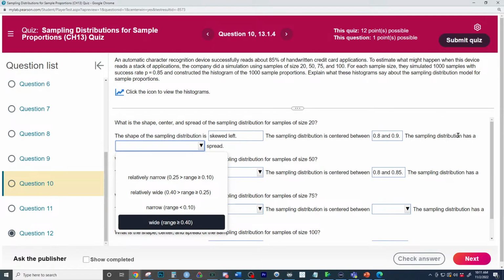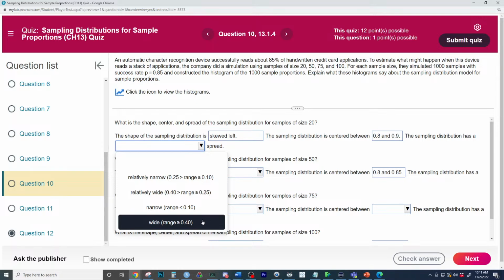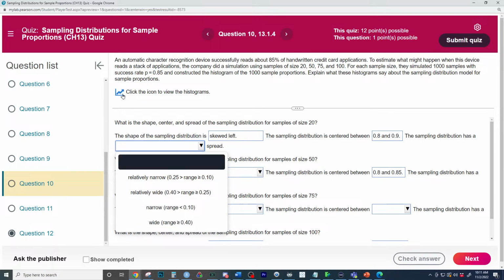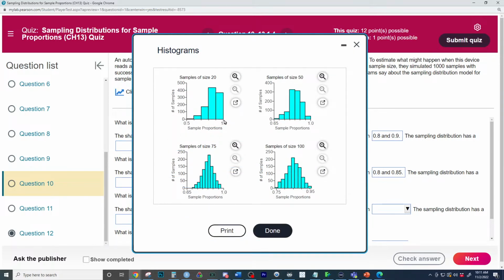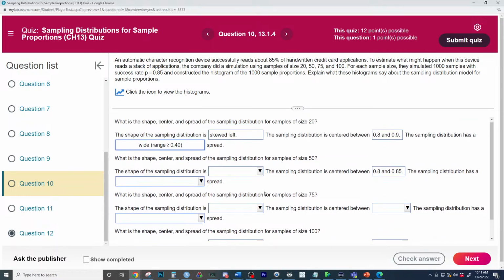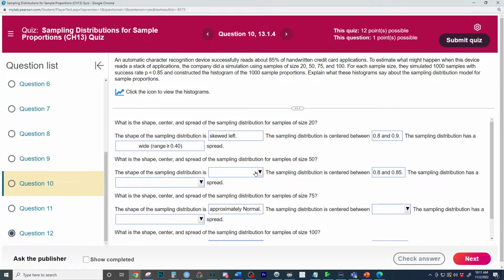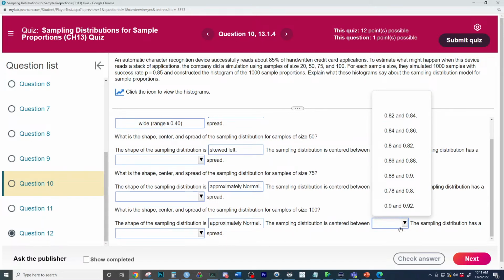Oh, it's saying the range. Okay, this is fine. The range of the data, you can just view the range of the number line, 0.5 to 1.0. We can just view the range right there. It's very wide. They want you to see that it's going to get tighter as the sample size increases. So this one is going to be approximately normal, and this one is still going to have a little bit of skew to the left.